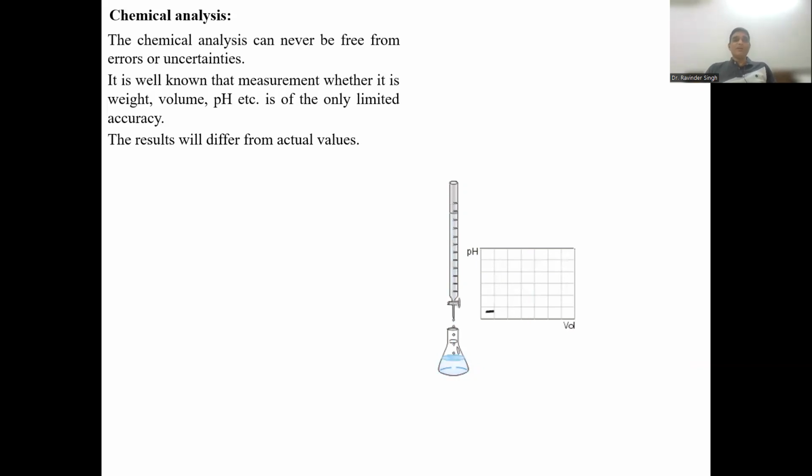So if the result is the same as the actual value, it shows that there is no error. When we are doing the experiment, generally our results may differ from the actual values. What's going on? Our teacher will provide us two different types of solution.